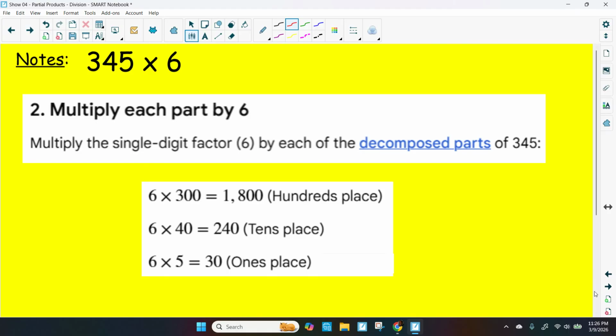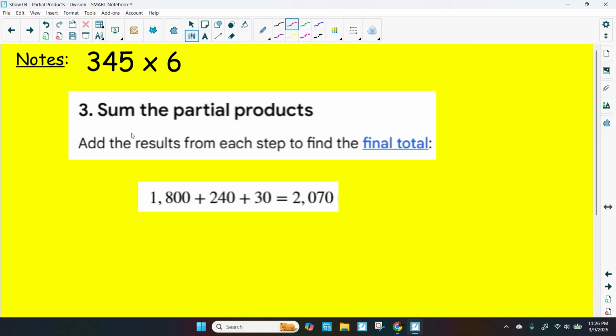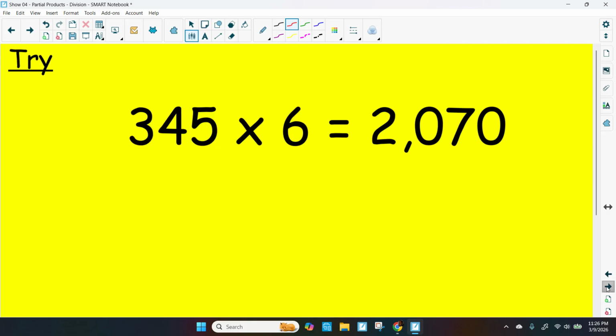Now that we've finished doing all that partial multiplication, we're going to add up the results from each step to find the total. So the 1800 plus the 240 plus the 30, that equals 2070. So that's how you do it. And 345 times 6 equals 2070.